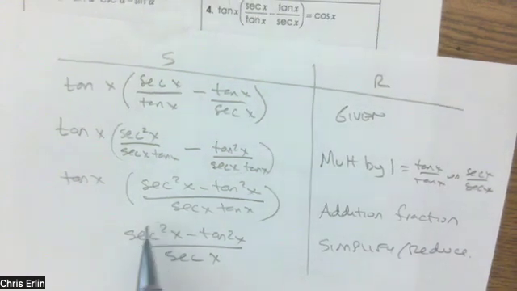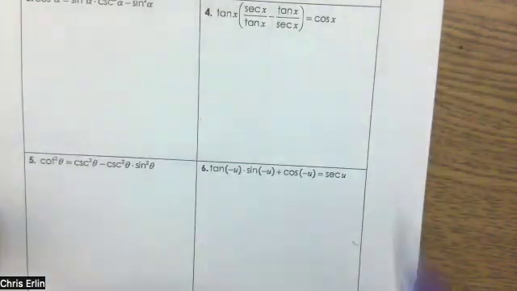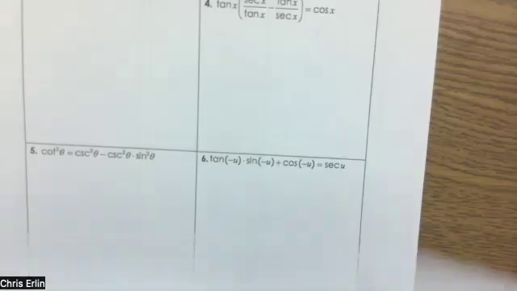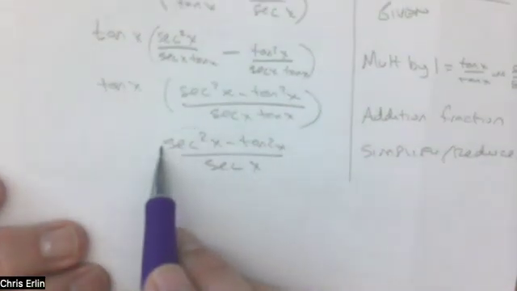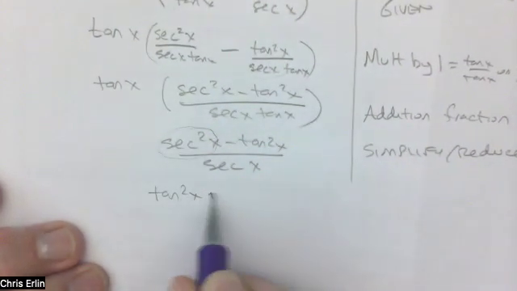Do these scream out at you? Secant squared and tangent squared? Yeah, it's like tangent squared plus 1 equals secant squared, right? Okay, good. Let's do that. So tangent squared plus 1 equals secant squared. So I can replace this with tan squared x plus 1.